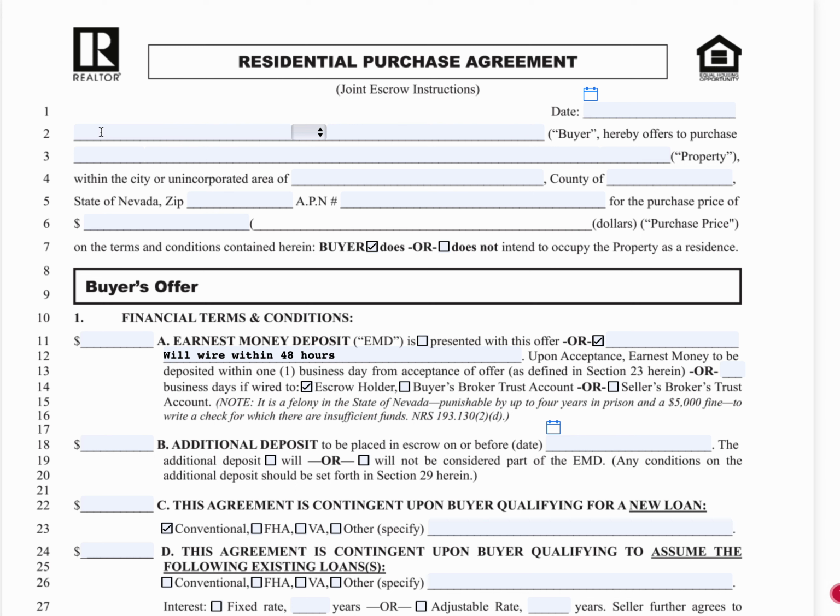The buyer's information is going to be placed here, the property address, the parcel number, zip code, the county that it's located in, and of course the sale price that you would like to submit the offer at.